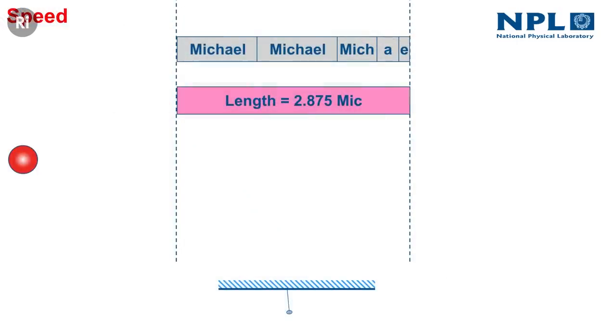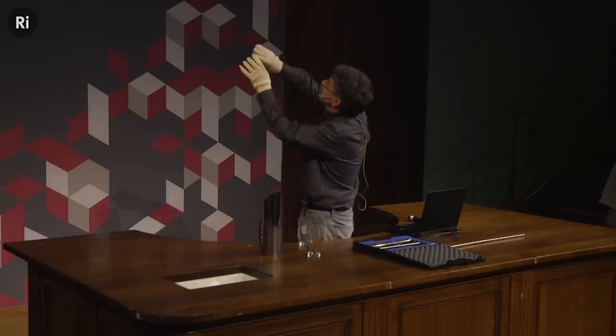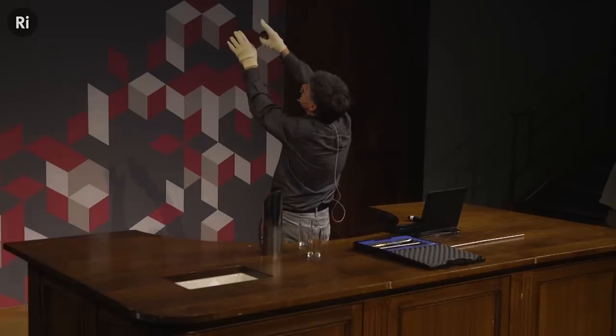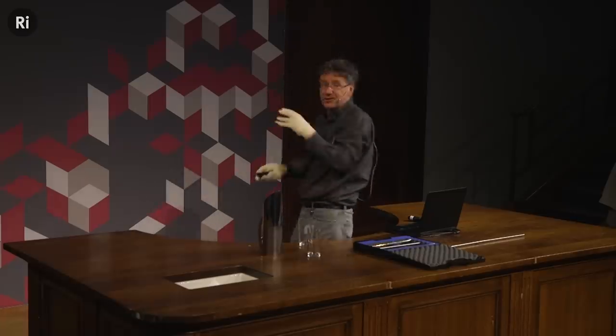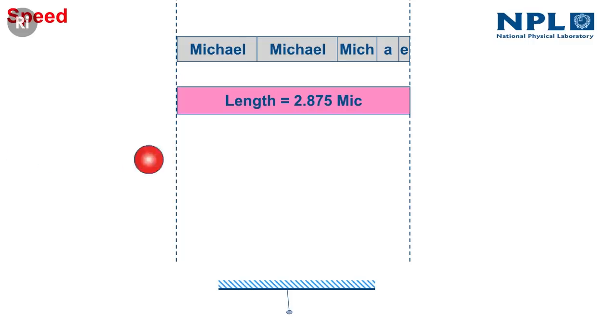So, for example, here's speed. That ball is going to shoot across the screen. And when it goes past the first line, the clock will start. When it goes past the second line, the clock will stop. So here it goes. Whoa, poof, fantastic. 1.1 Maxwells it took. And that's 2.875 divided by 1.1 microns per Maxwell.